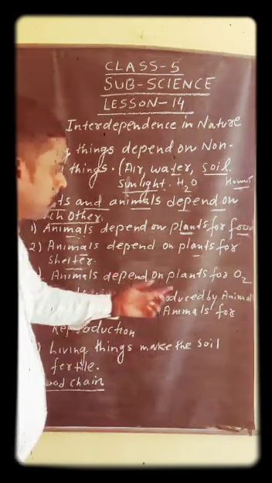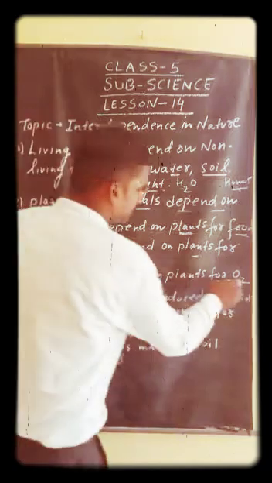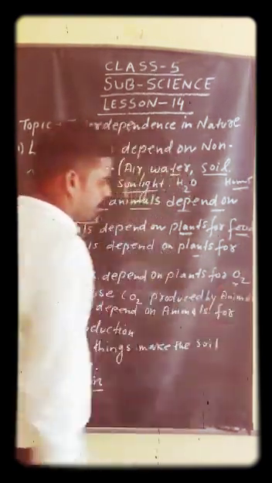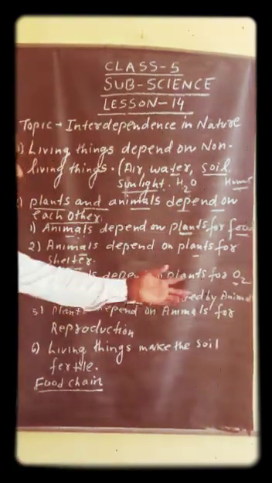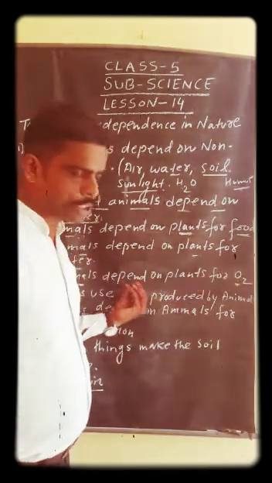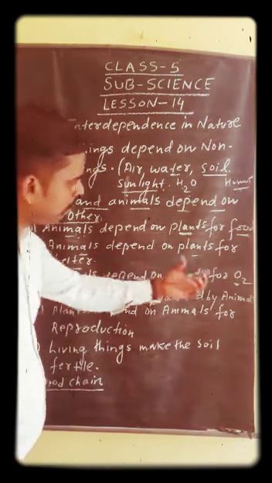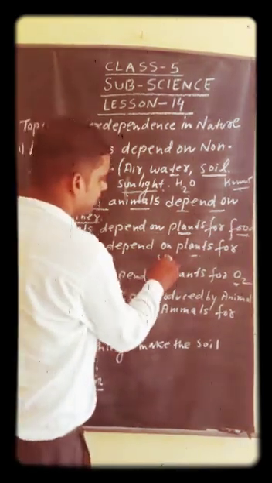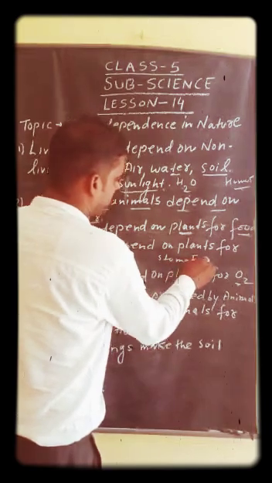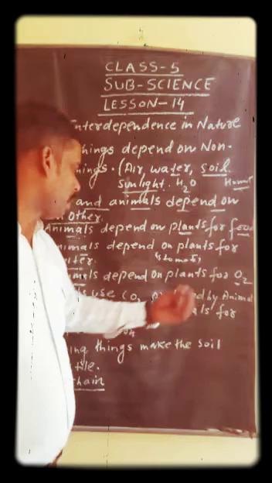Third, animals depend on plants for oxygen. We are animals, and animals depend on plants for oxygen, because without oxygen, no animals can survive. During photosynthesis, oxygen gas is released through the stomata in the leaves. The stomata are present on the underside of the leaves. Animals get all their oxygen from the plants.